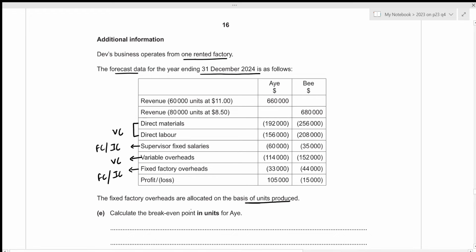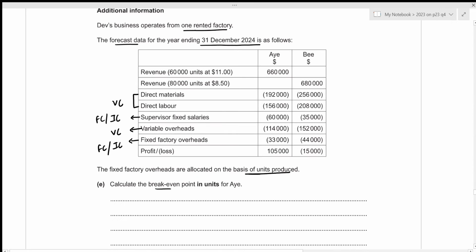All right. Now for the fifth part, we need to calculate the break-even point in units for A. Remember, the formula for our break-even point is total fixed costs divided by contribution per unit.